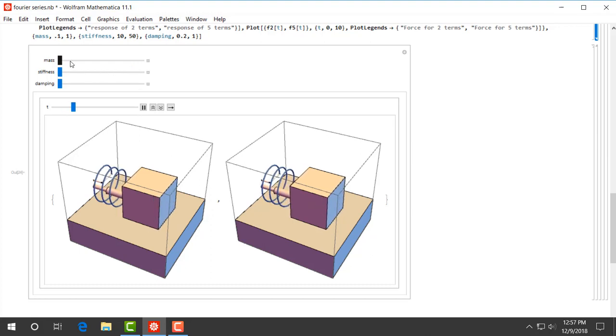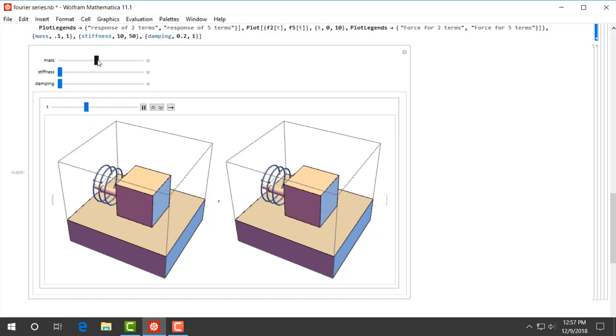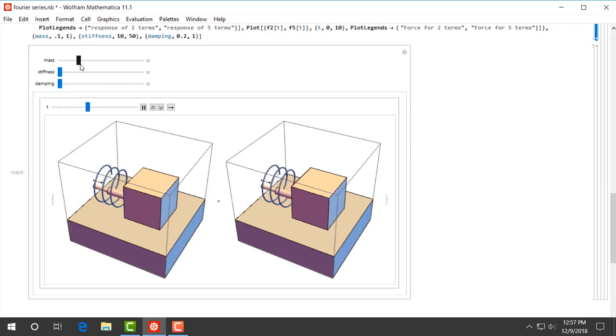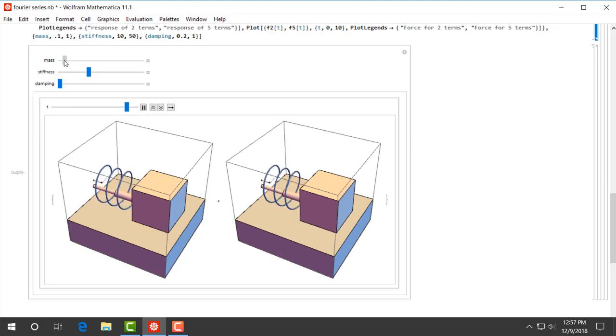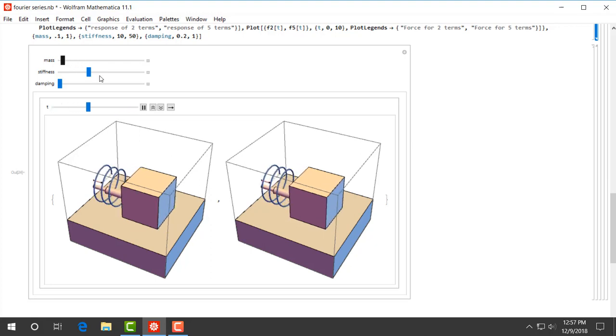So if we decrease the stiffness back down and increase the mass, we'll speed this animation up a little bit so you can see the response is essentially the same. So if you had a larger mass in the system, you might not need as many terms in your series, which might make the math and the computation a lot easier to do. So it's good to see how many terms you need in order to accurately display the force and how many terms you need in order to accurately show your system moving.